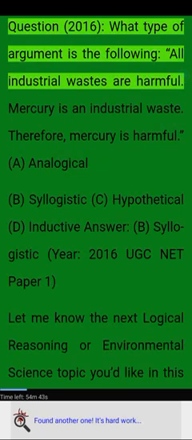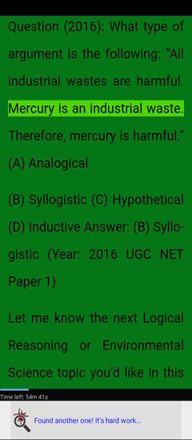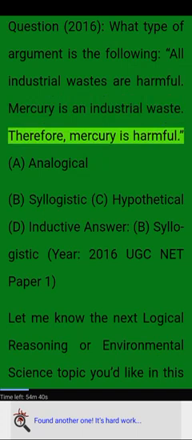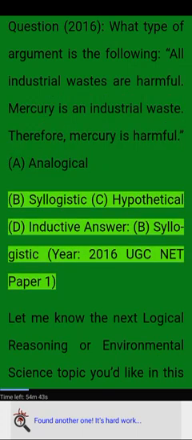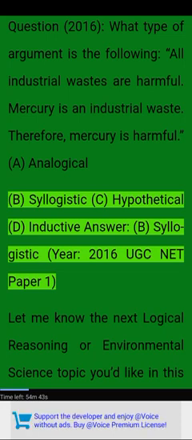Question 2016. What type of argument is the following? All industrial wastes are harmful. Mercury is an industrial waste. Therefore, mercury is harmful. A. Analogical. B. Syllogistic. C. Hypothetical. D. Inductive. Answer. B. Syllogistic. Year 2016 UGC NET Paper 1.